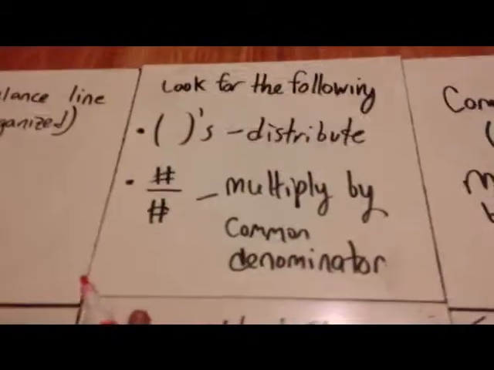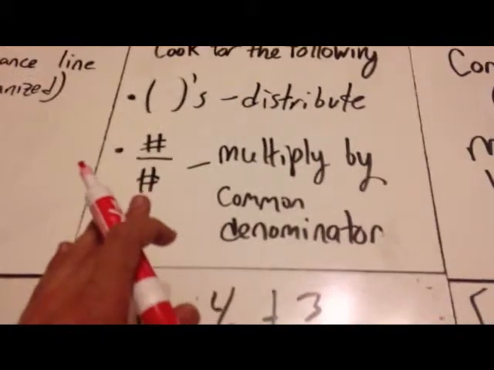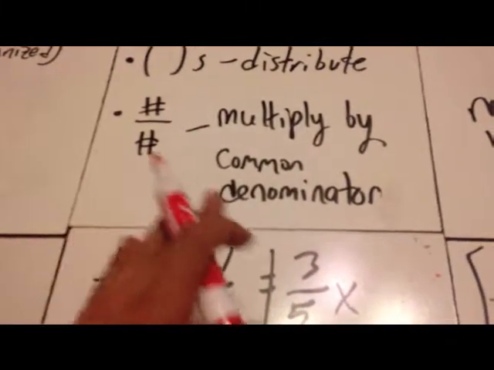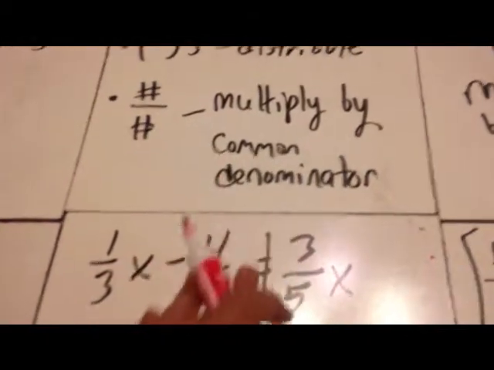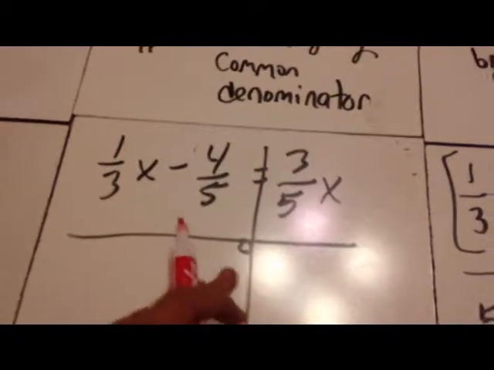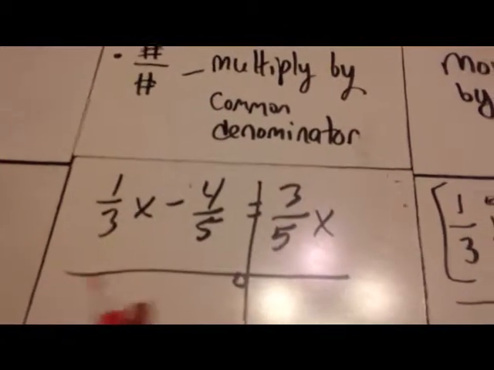So after you've drawn your balance and you're organized, I want you to look for the following. Always look for parentheses. If you see parentheses, you distribute. And if you see fractions, you want to multiply by the common denominator to get rid of them. So in this case, we look for parentheses, and there are none. So now we look for fractions. Well, we've got a bunch of them.